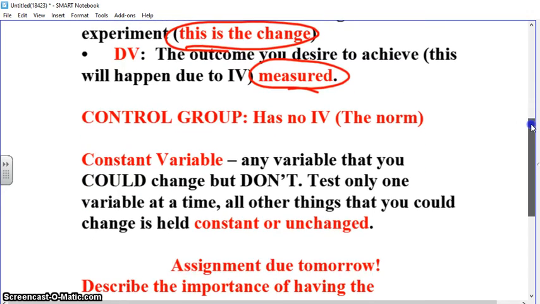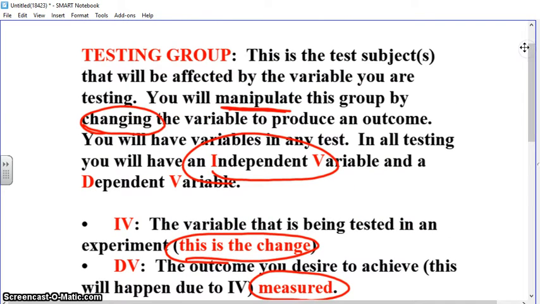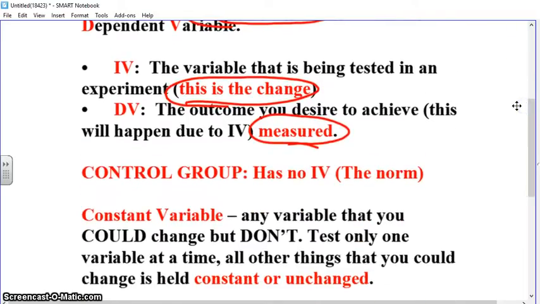Now, the last variable, because if we look here, first, there are 4 variables. Number 1, we have the IV. Number 2, we have the DV. Number 3, we have the control, which we just talked about. And the 4th one is the constant, what we constantly keep the same. So now, let's go back to the bird feeder science fair project we played with in the past. Now, what would you need to keep the same?